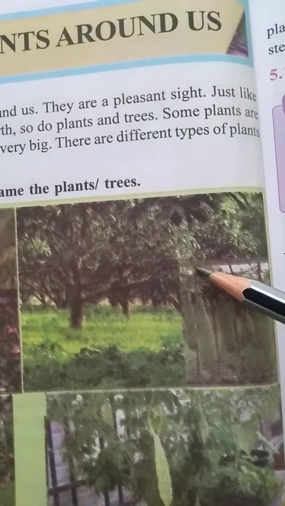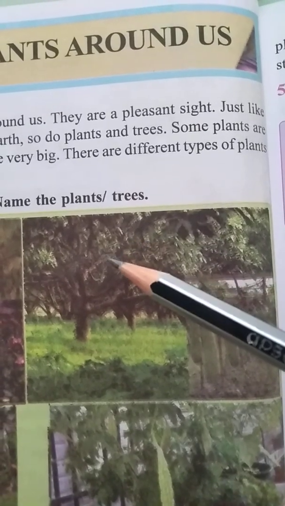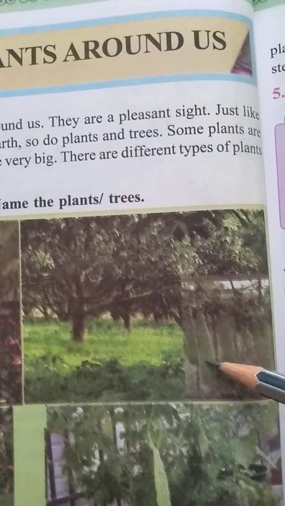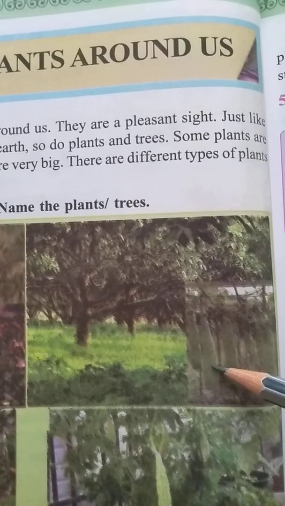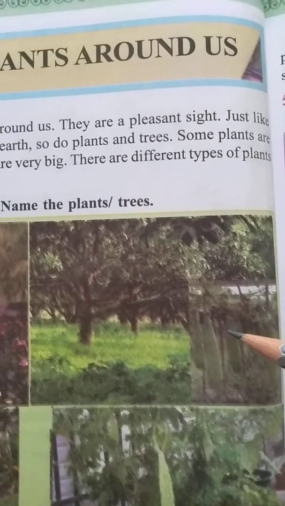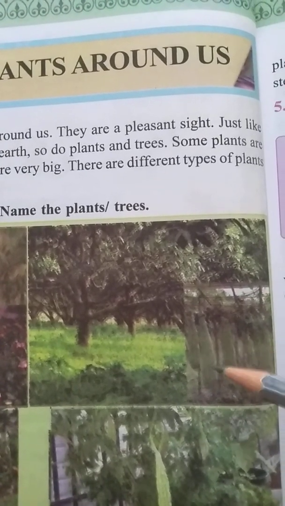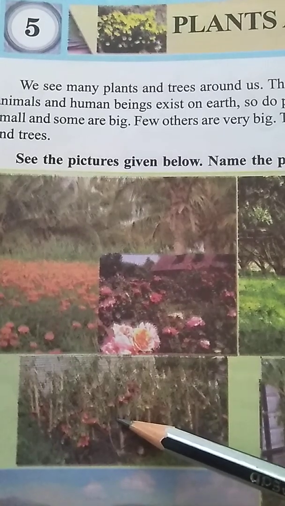Next picture. What are here? Here also two types of plants. These are called what? Trees, because they are big in size. What are these? Bottle gourd. Bottle gourd means what? Sorakaya. They are the plants. Here these bottle gourds are hanging. Why? That I will tell you later. Next picture. What are these? These are plants because they are small in size. Next picture.